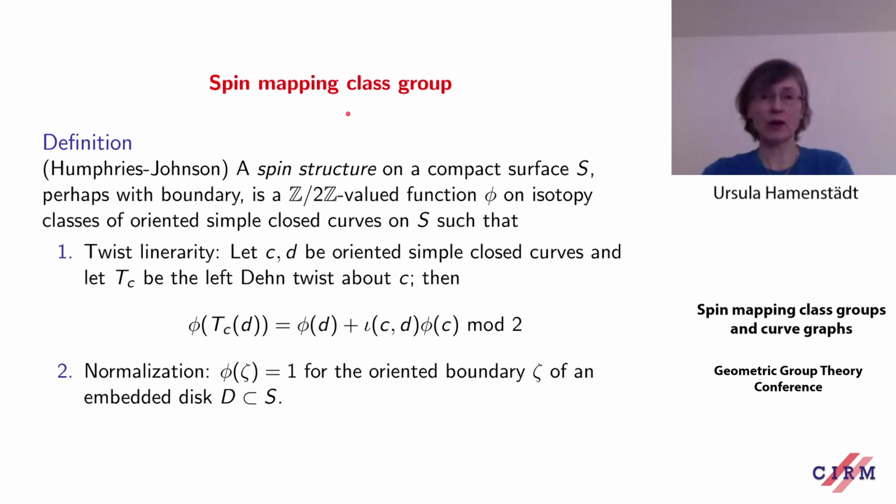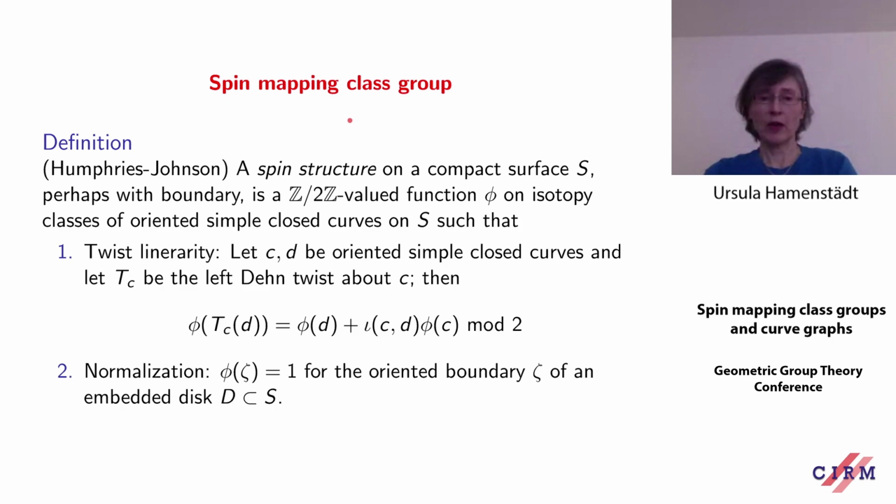First, we have twist linearity, which says the following. Let C and D be oriented simple closed curves, and let T_C be the left Dehn twist about C. Such a left Dehn twist is defined as follows. You take the simple closed curve, you cut out a cylinder about the curve, and then a Dehn twist is a diffeomorphism which preserves the complement of the cylinder pointwise, preserves also, of course, the boundary of the cylinder pointwise, and twists one boundary component with respect to the other one full turn.